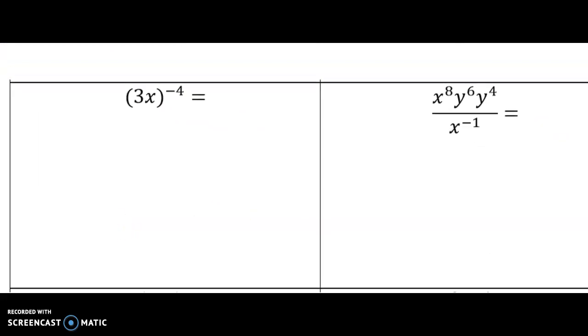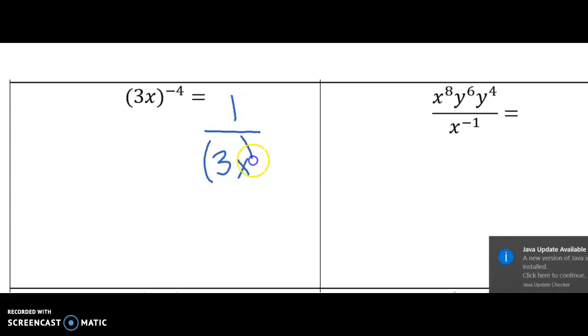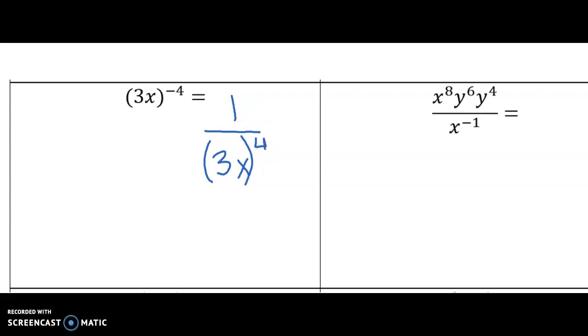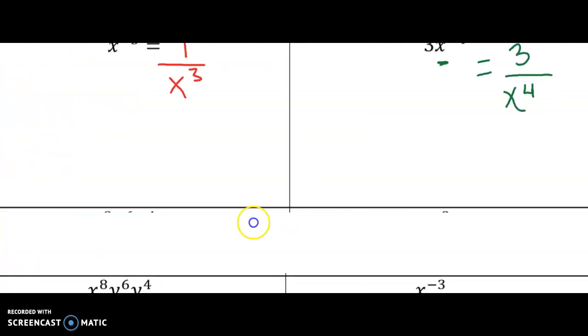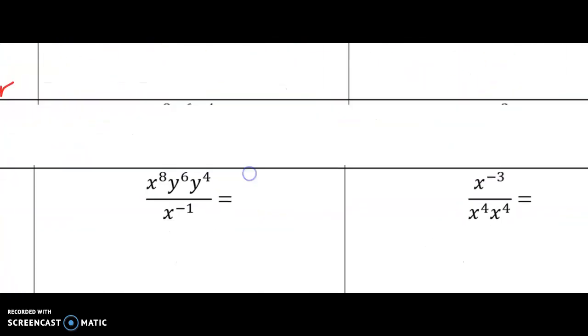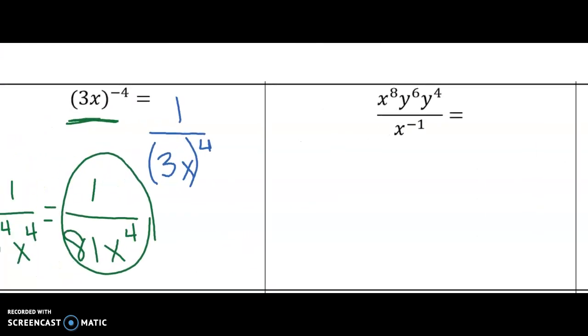Look at this one. This one does have the 3 in the parentheses. So for this one, we have to move the entire thing to the 4th power, like that. So here we're going to have 1 over 3 to the 4th, and then x to the 4th. And 3 to the 4th is 3 times 3 times 3 times 3, which is 81. So this one actually was 1 over 81 x to the 4th. Again, because this one was in the parentheses versus the one we started with that was not in the parentheses. And I'm trying to emphasize how important those parentheses are.